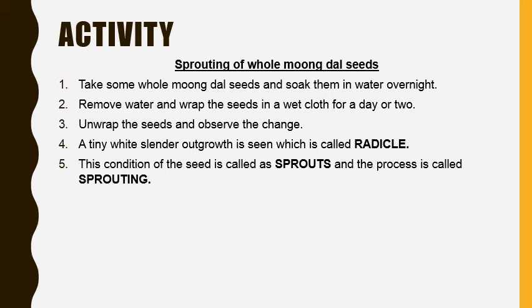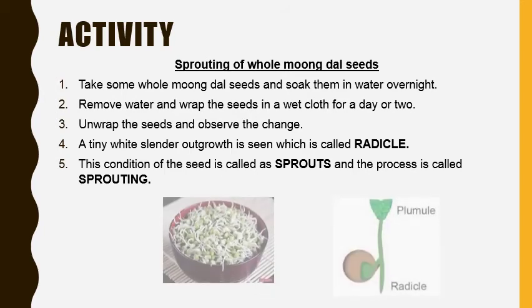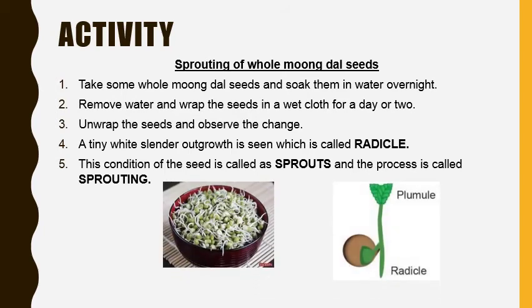Keep it at a place where it gets proper air and sunlight. Unwrap the seeds and observe the change. You see a tiny white slender outgrowth which is called the radicle. This condition of the seed is called sprouts and the process is called sprouting. As you can see in the figure, the green color seeds, moong dal, the white outgrowth has come out.